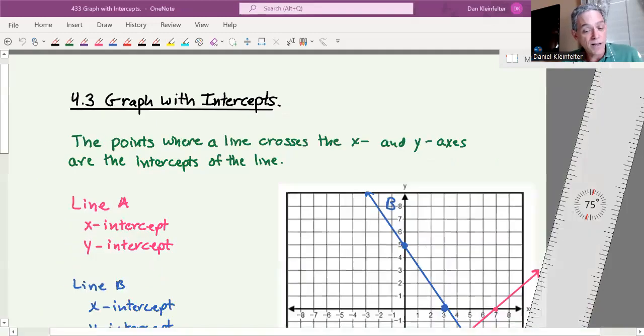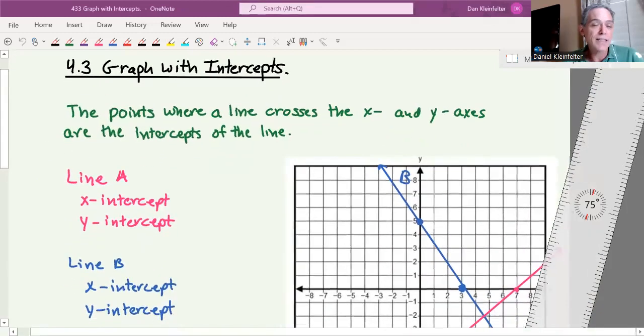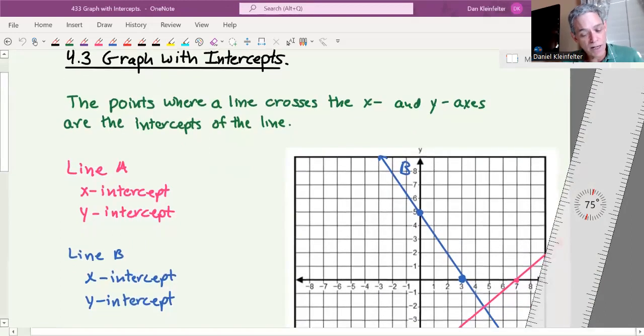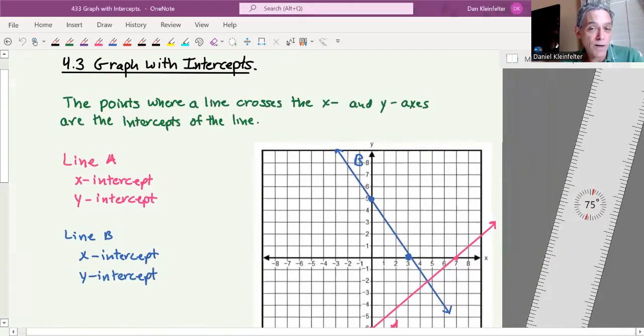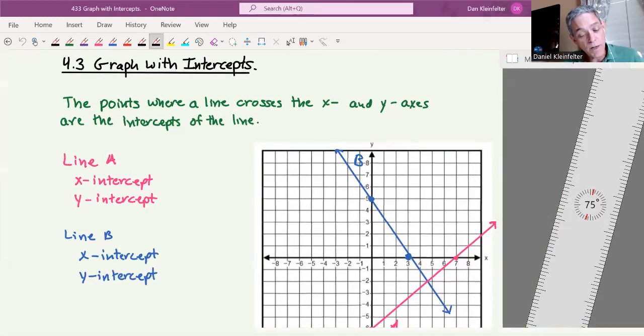So first thing to do is to talk about what the intercepts are and then see about how to use them to help us make graphing easier. So intercept means to run into, right? And so the intercepts are the points where a line or other graph intercepts or crosses into one of the axes. So the points where a line crosses the x and y axes are the intercepts for the line.